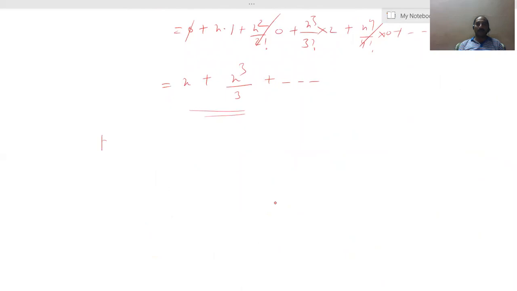Next problem, the fourth problem. Find the Maclaurin series expansion of e power sin x.